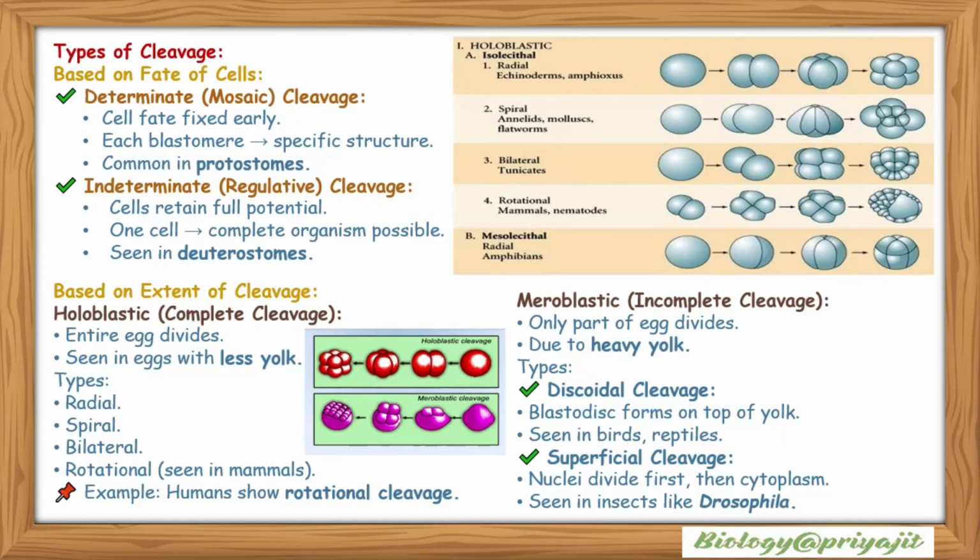Meroblastic or incomplete cleavage: only part of the egg divides due to the presence of yolk. It is incomplete cleavage, and due to heavy yolk content this happens. Types: discoidal cleavage, where a blastodisc forms on top of the yolk. A disc-like structure is found in birds and reptiles. Superficial cleavage: nuclei divide first, then cytoplasm. It is found in insects like Drosophila.